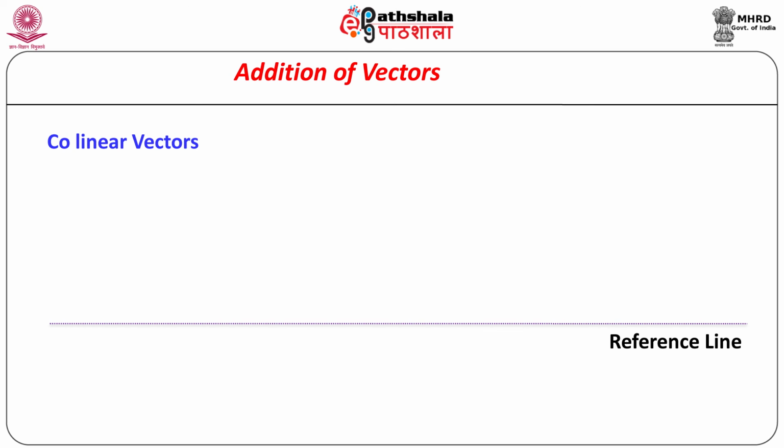The vectors which are lying along the same straight line are known as collinear vectors. Let us have a look at the graphical illustration for addition of two collinear vectors.